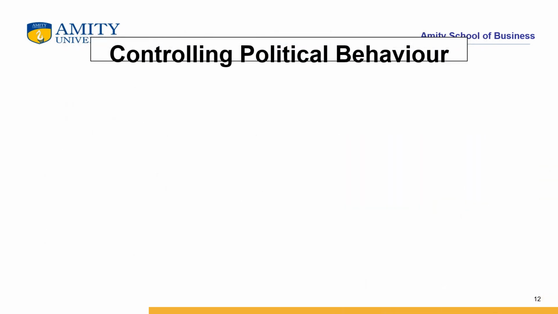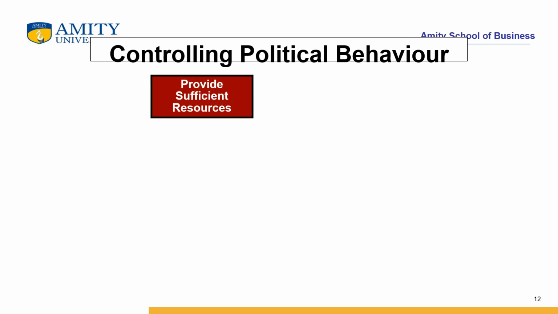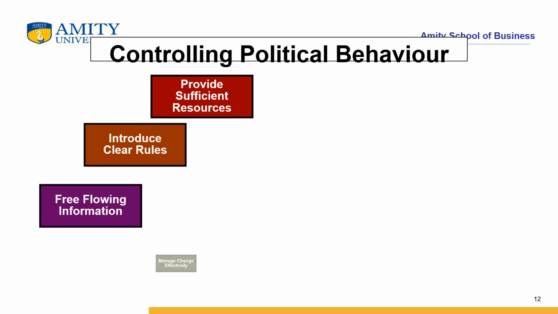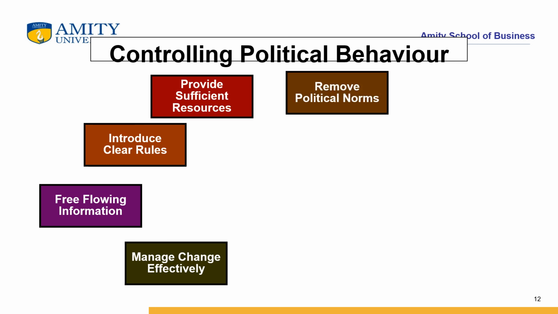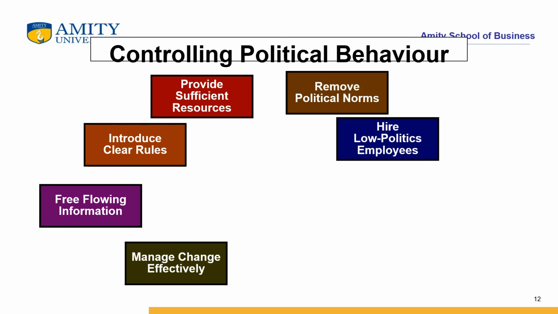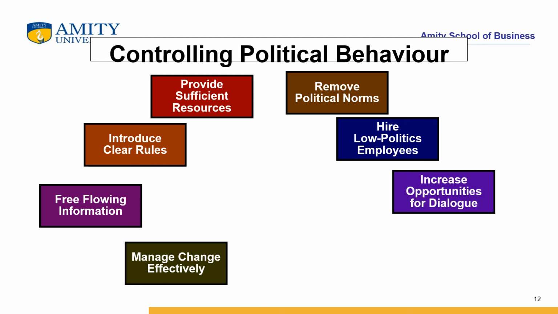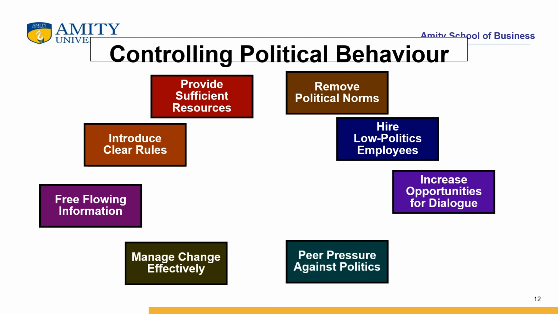What steps can an organization take to control political behavior? Provide sufficient resources, introduce clear-cut rules, free flow of information, manage change effectively, remove political norms, hire low political employees, increase opportunities for dialogue, and use peer pressure against politics.